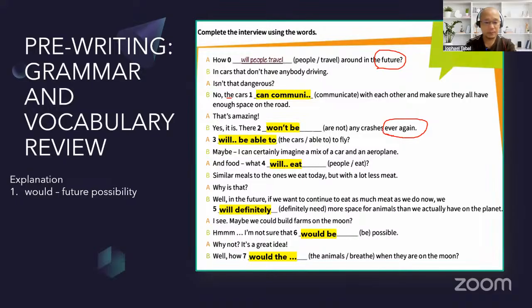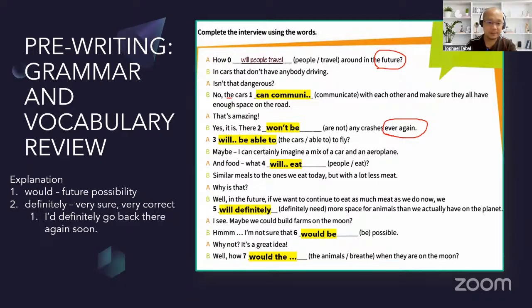Future possibility. And definitely here, an adverb, means very sure, very correct. Okay, definitely. For example, I would definitely go back there again soon, or someday. Someday here means in the future. Okay, would is future possibility.